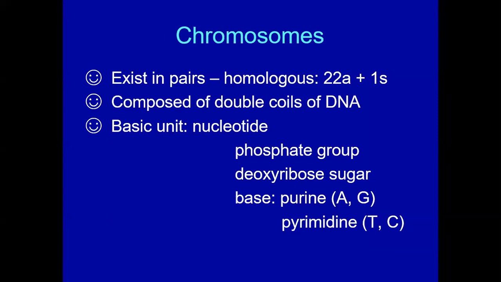Okay, now chromosomes. Chromosomes can exist in pairs. They are homologous, containing 22 pairs of autosomes and one pair of sex chromosomes. So the total is 22 pairs plus the sex chromosomes, and the normal chromosome number is 46 chromosomes.